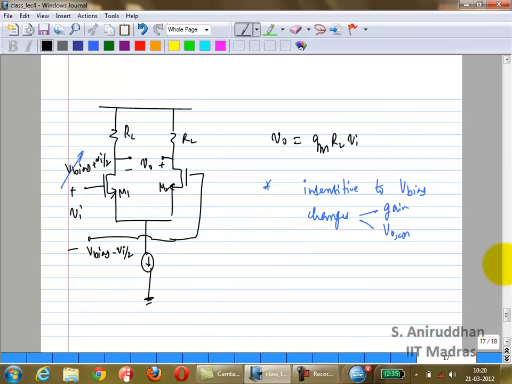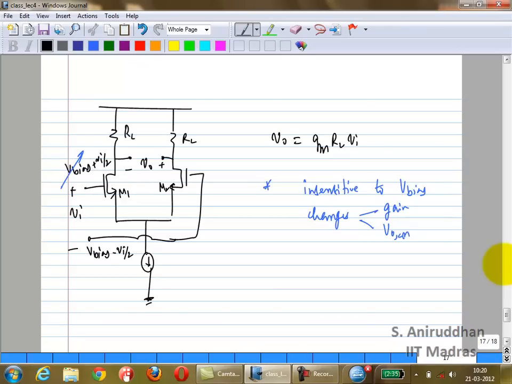What is it? Zero. Why? Because you have an ideal current source. The minute you short it, it's like being degenerated with an infinite impedance. Any signal change you do, there will never be any current which flows through the circuit. There can never be any common mode signal current. So the common mode gain of this is zero.